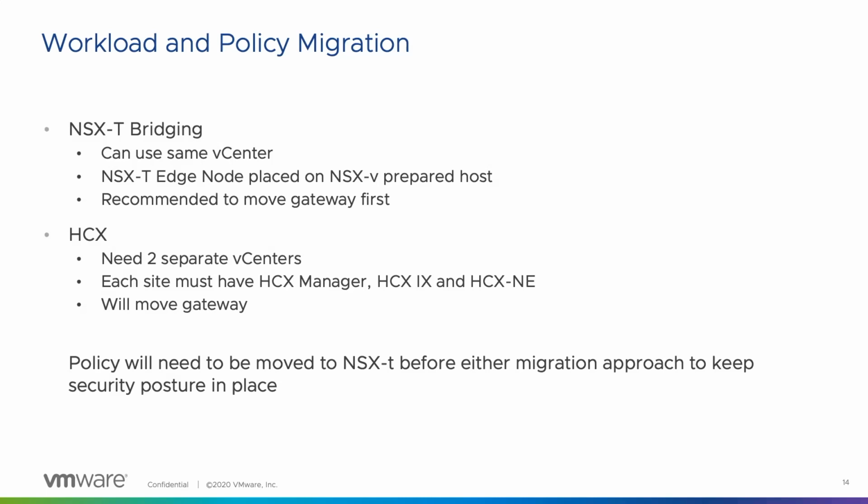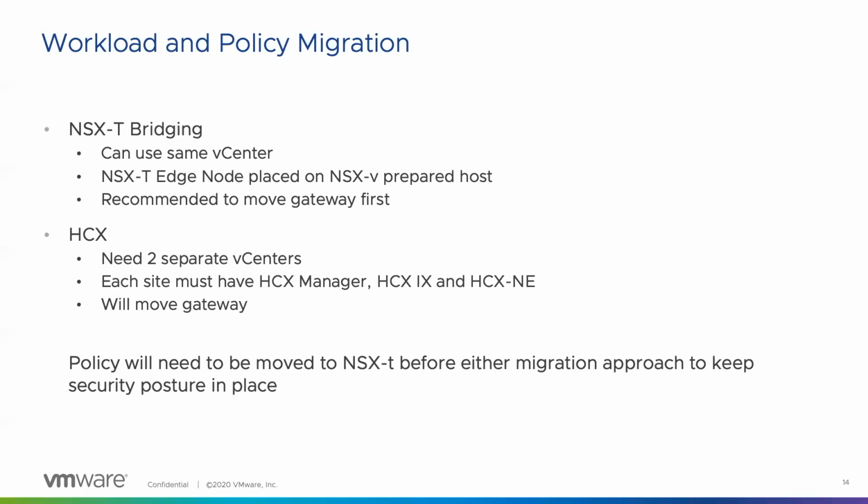You have the option of using NSX-T bridging. So here you would create an NSX-T edge node, place it on an NSX-V prepared host, move the gateway over to NSX-T, and then you can move the workloads over from NSX-V to the T segments.